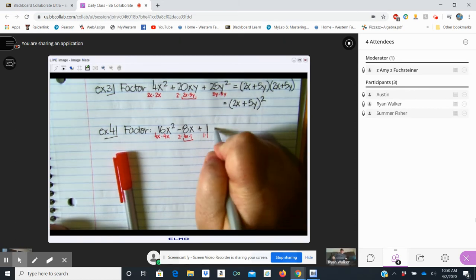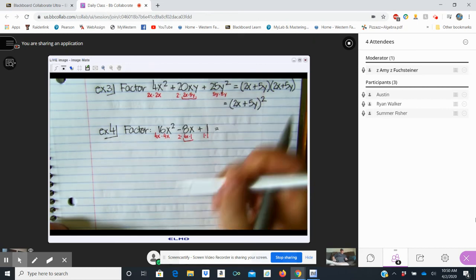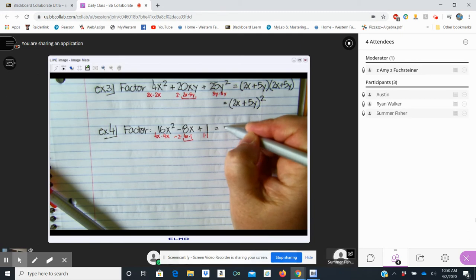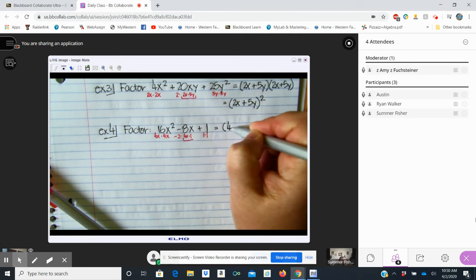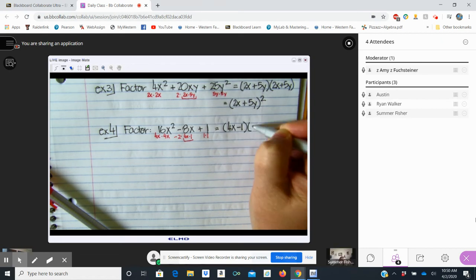Not the sign. It's not. But the sign I can switch. So that's fine. That just means that it will be not a 4x plus 1, but a 4x minus 1.